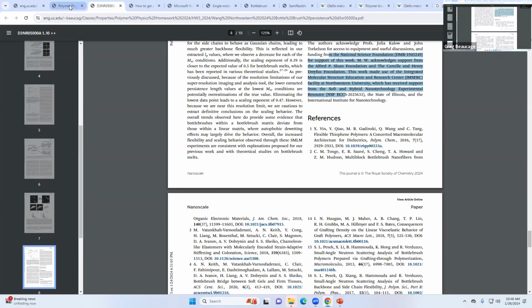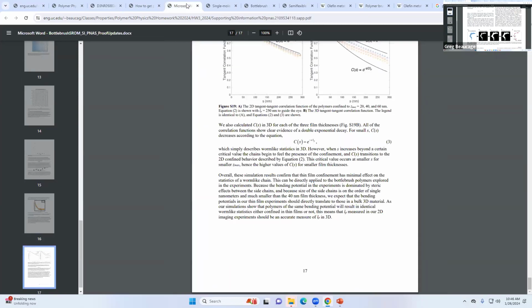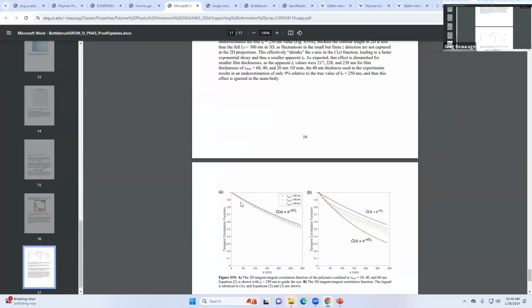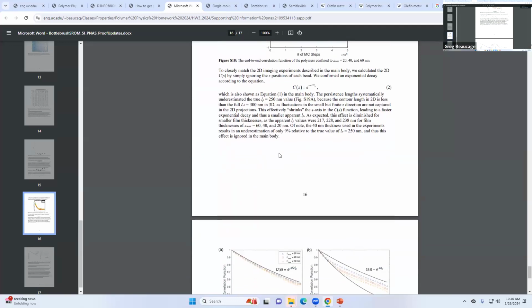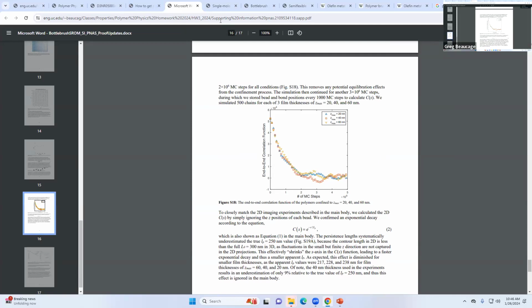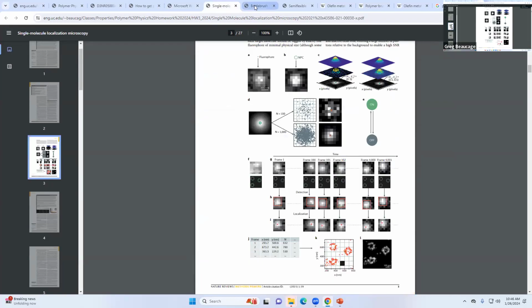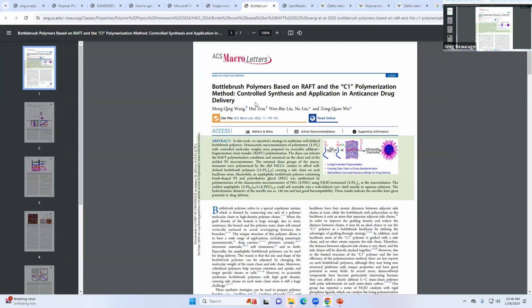Let's see, so let me go through the questions here. What else is here? This is just showing, oh yeah, he does show that these are the functions he had, and this is his fit to that exponential decay. I'm not sure what happened here. Anyway, this is inside the supporting information. This is that Nature paper.